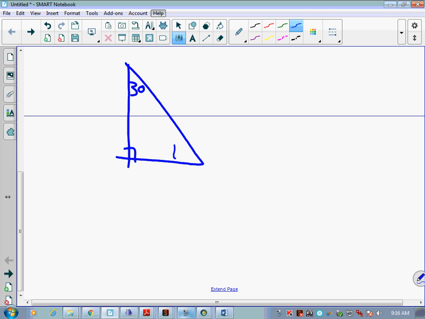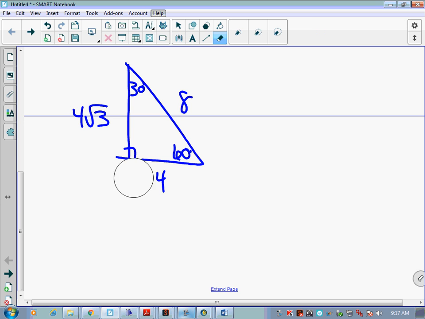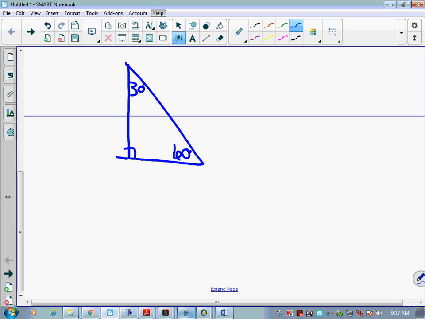If I've got 30, 60, 90 here, let's say that the side opposite 30 is 4. What is going to be my hypotenuse? 8. Because I'm going to take 4 times 2, and that's going to give me 8. What is going to be my side opposite 60? 4 radical 3. Very good. That's a pretty easy one, because we start with the short side and everything's built around it. Let's try a slightly more difficult one, and we'll work our way up.